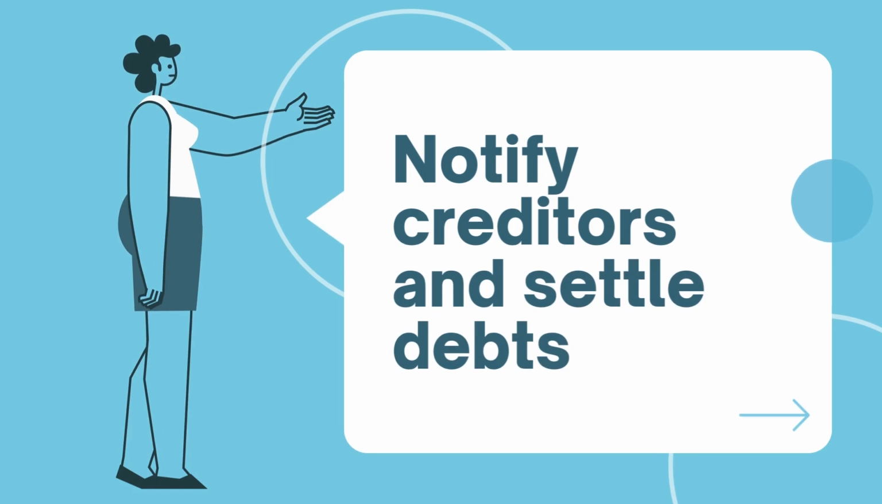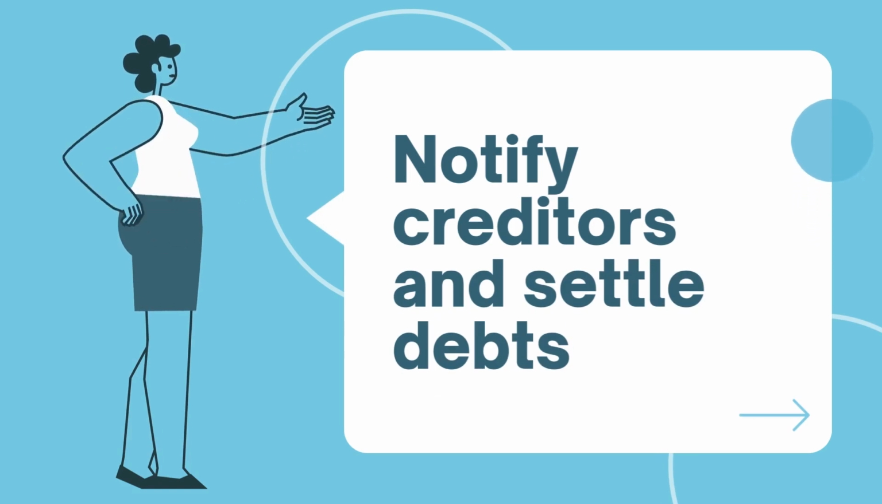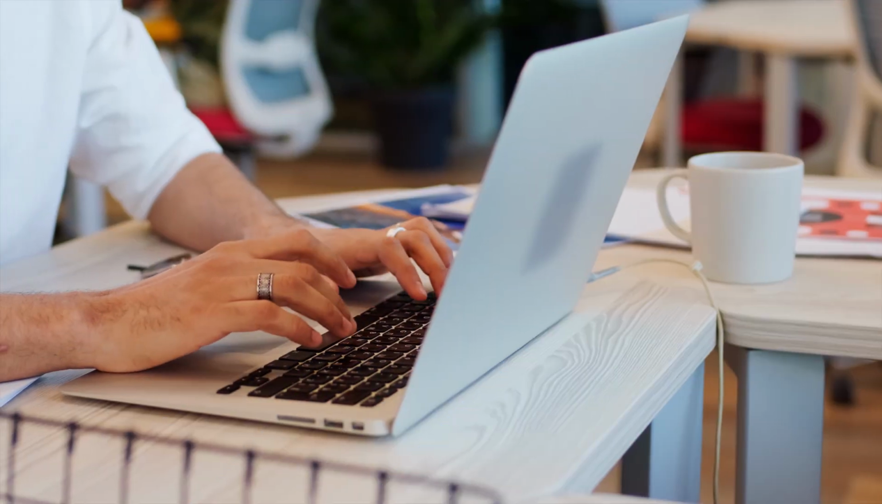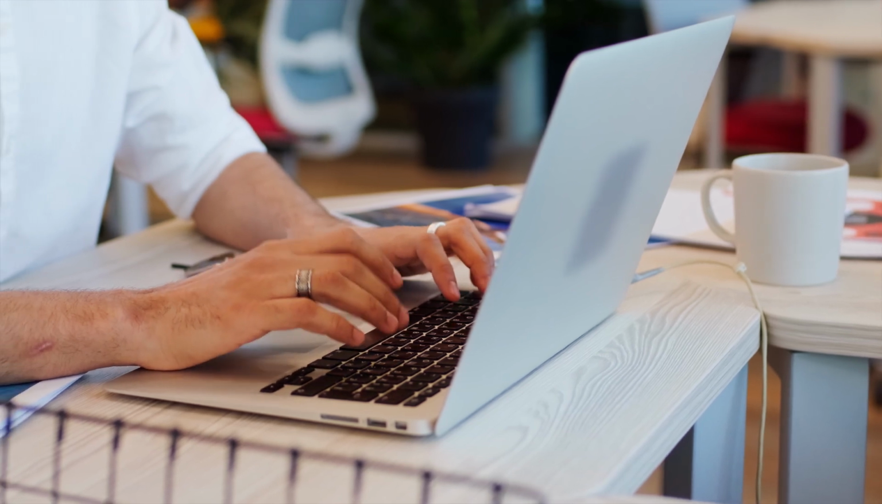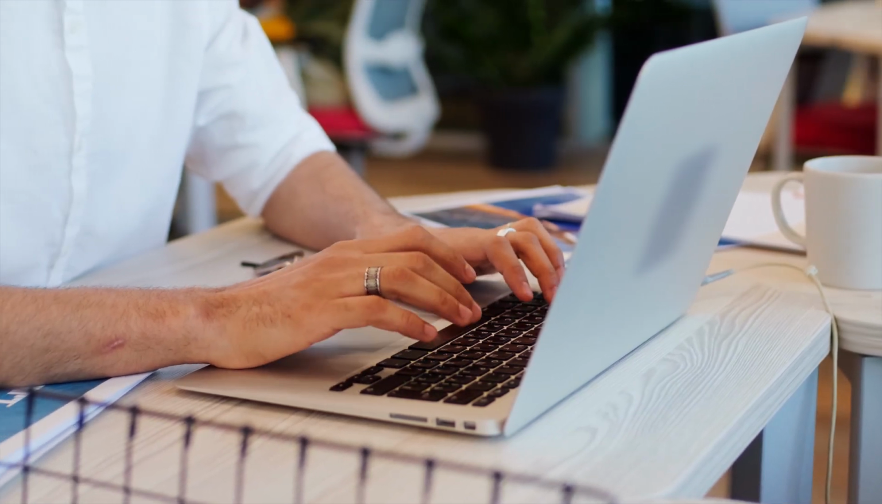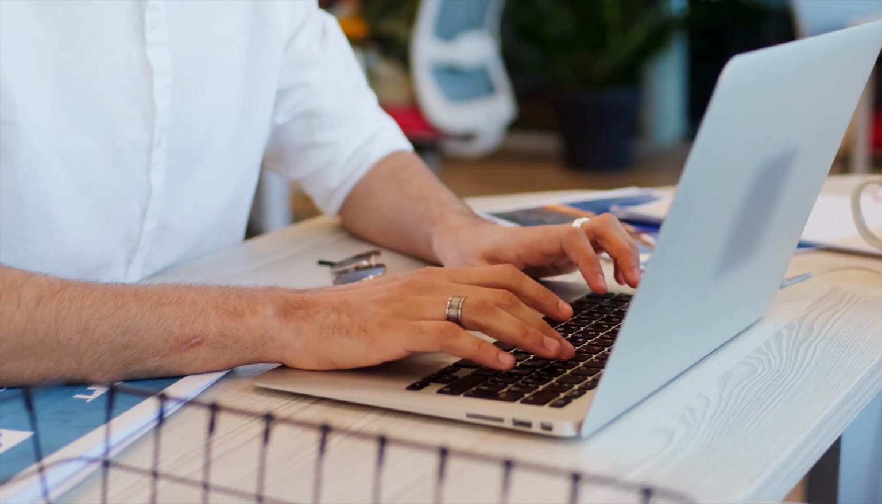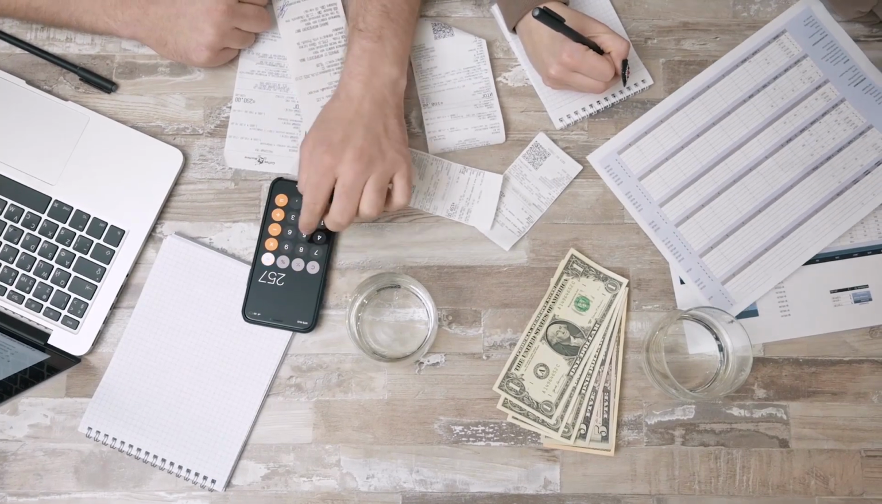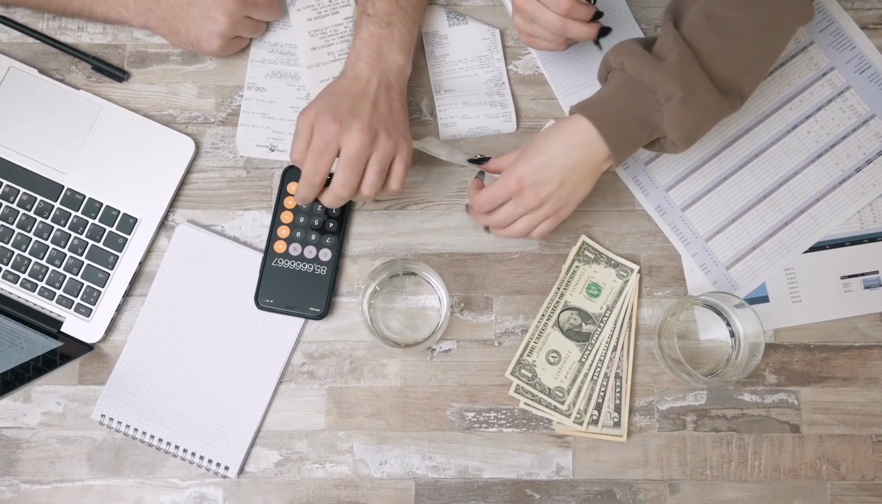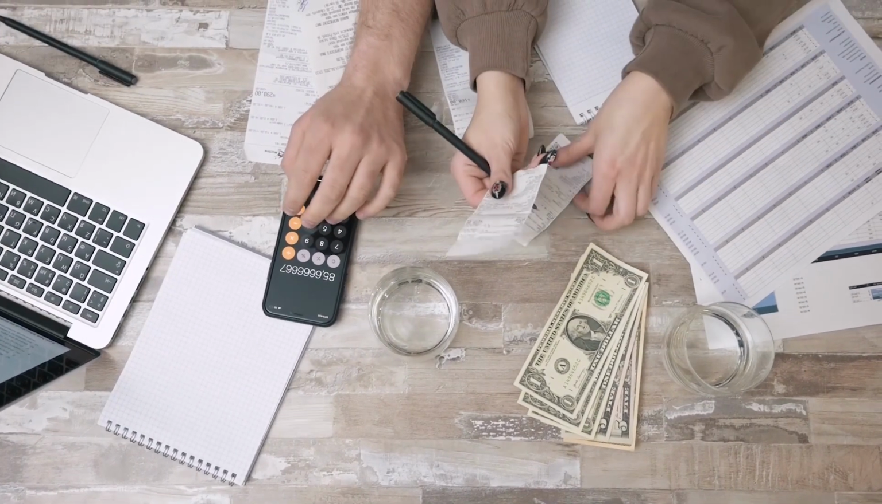Notify creditors and settle debts. After the decision to dissolve, the LLC must notify all creditors, including suppliers, lenders, and tax authorities, of the intent to dissolve. The LLC must then pay off or make arrangements to pay any outstanding debts and liabilities.